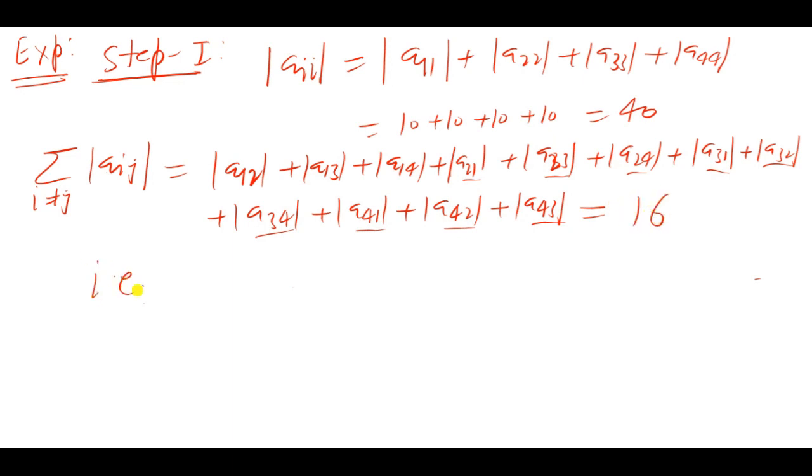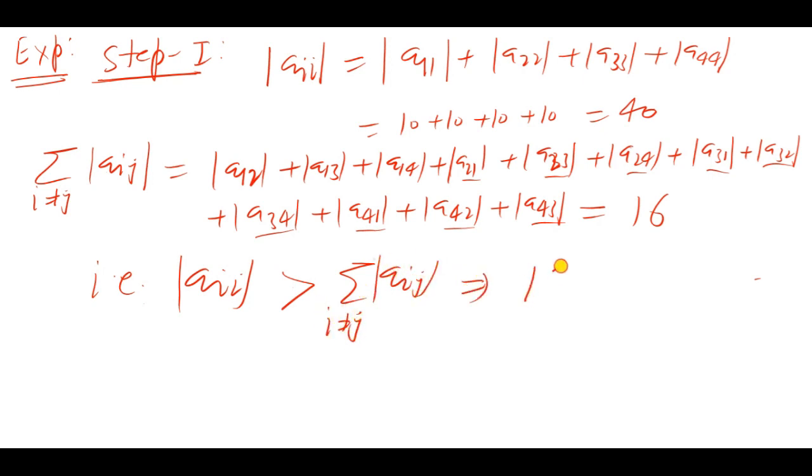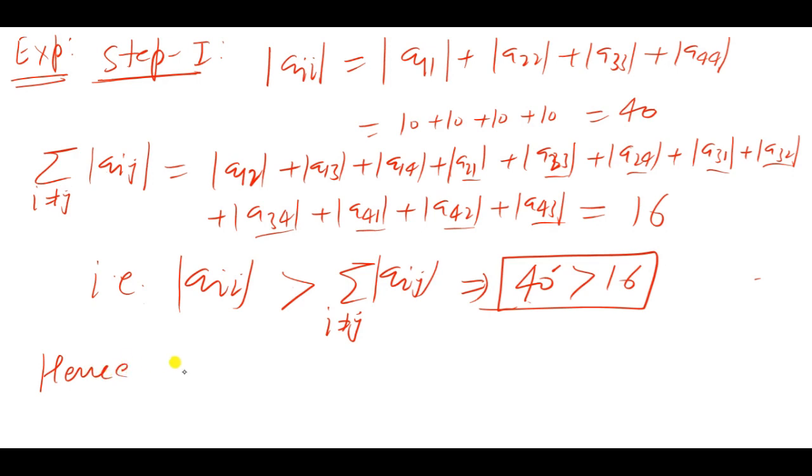That is, |aii| is greater than the summation of |aij| provided i is not equal to j. It implies that 40 is greater than 16. So hence the Gauss-Seidel method converges.